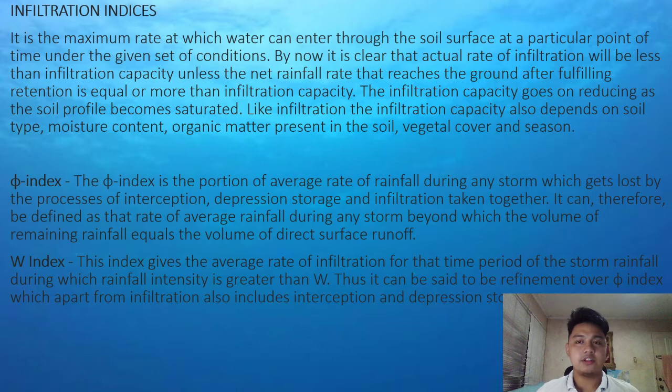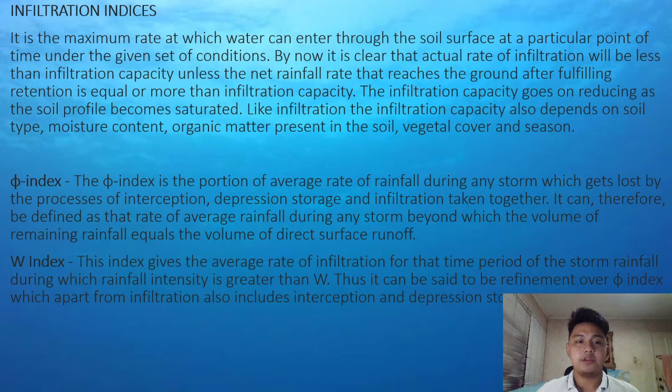And so the infiltration capacity goes on reducing as the soil profile becomes saturated. Like infiltration, the infiltration capacity also depends on soil type, moisture content, organic matter present in the soil, vegetal cover, and season. So, the φ index is the portion of average rate of rainfall during any storm which gets lost by the processes of interception, depression storage, and infiltration taken together.